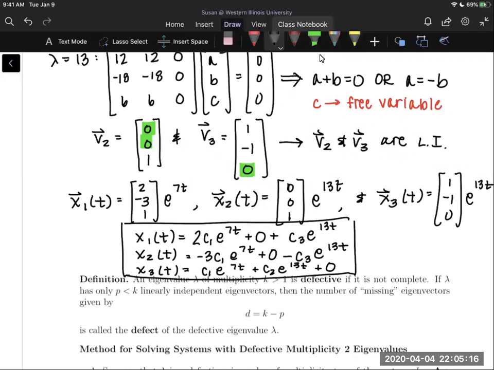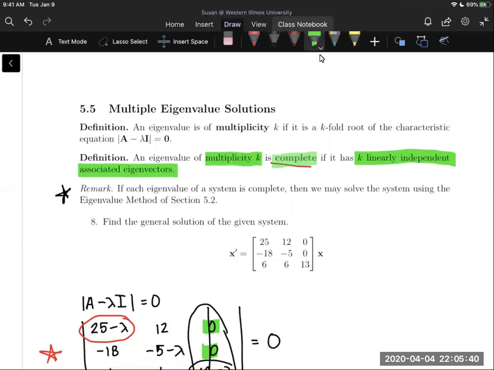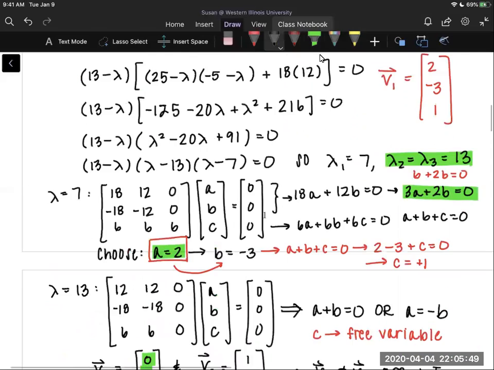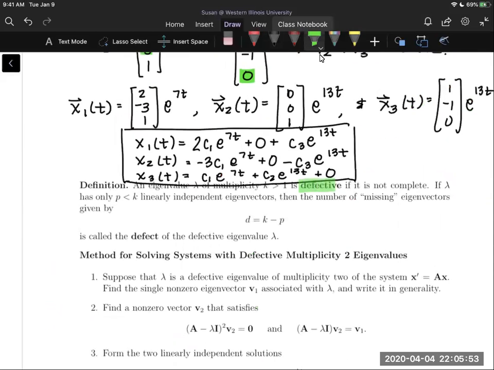All right, so this is kind of the best case scenario where we have a repeated eigenvalue, but even in spite of that, we're able to find enough linearly independent solutions to come up with the general solution. Unfortunately, life is cruel, and that isn't always the case. Remember, if we go back up top, we had defined the term complete, which means we have a repeated eigenvalue, yet we're able to find enough linearly independent eigenvectors. Complementary to that is the term defective. Suppose we have an eigenvalue of multiplicity k, where k is larger than 1. We call an eigenvalue defective if it is not complete. In other words, we're not able to find k linearly independent eigenvectors.